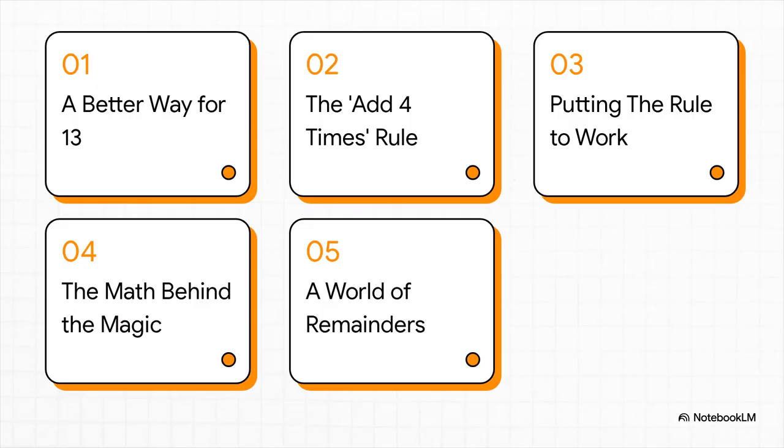Here's how we're going to break it all down. First, we'll look at a new way to think about numbers. Then, I'll show you the add 4 times rule. After that, we'll put that rule to the test with some real examples, uncover the math that actually makes it all tick, and finally, we'll zoom out and look at the bigger picture.